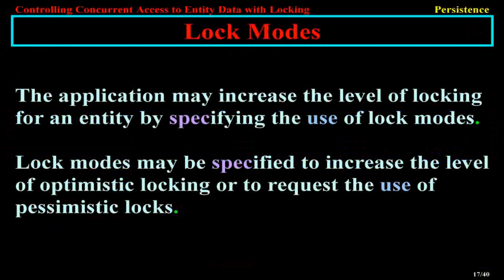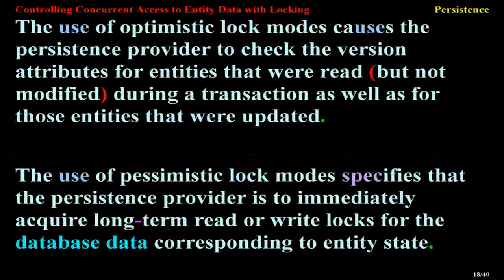Lock modes. The application may increase the level of locking for an entity by specifying the use of lock modes. Lock modes may be specified to increase the level of optimistic locking or to request the use of pessimistic locks. The use of optimistic lock modes causes the persistence provider to check the version attributes for entities that were read but not modified during a transaction, as well as for those entities that were updated. The use of pessimistic lock mode specifies that the persistence provider is to immediately acquire long-term read or write locks for the database data corresponding to entity state.